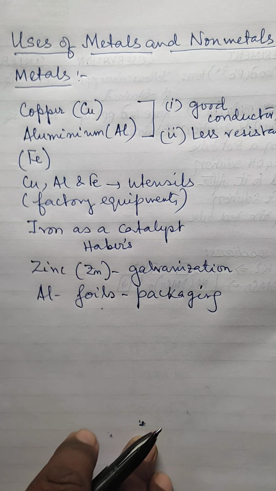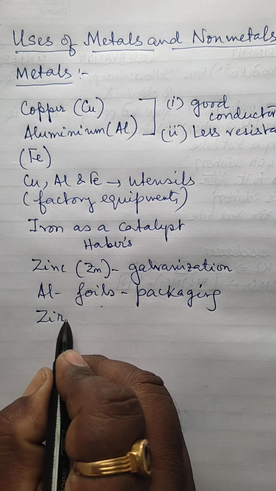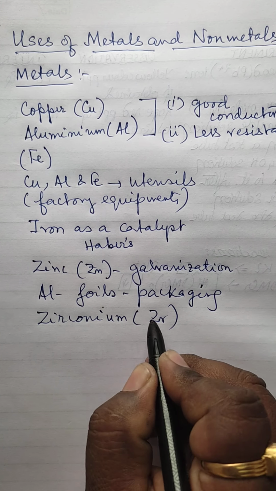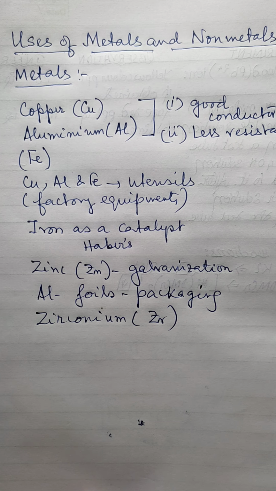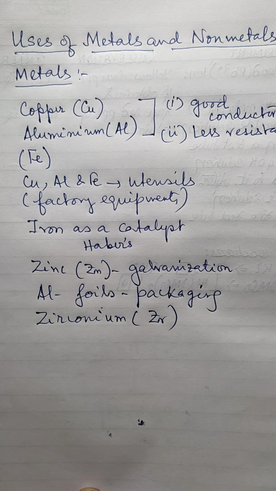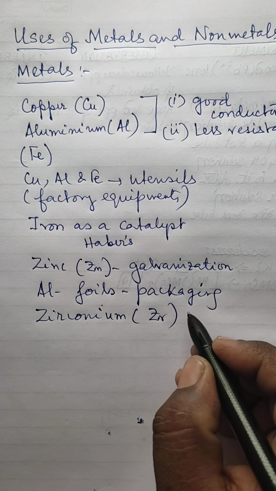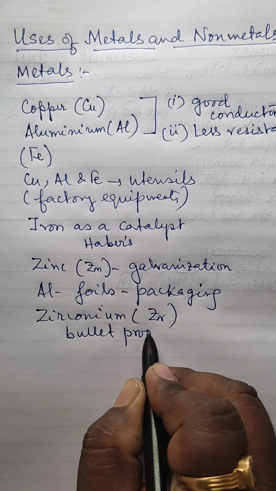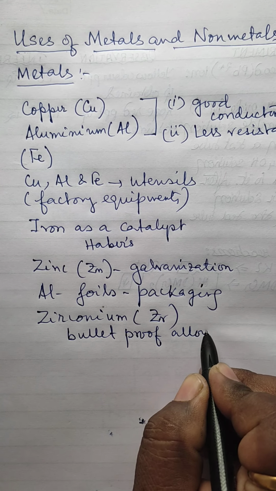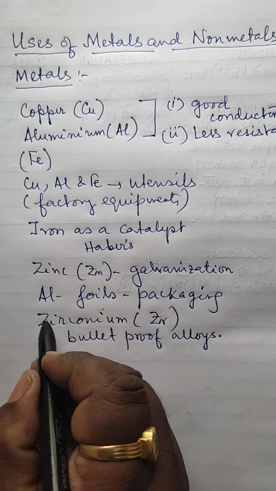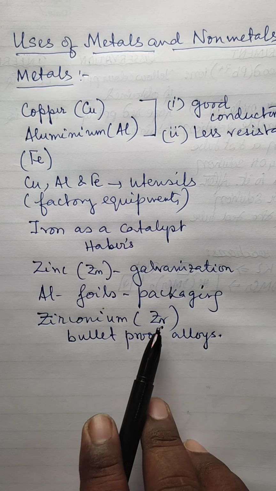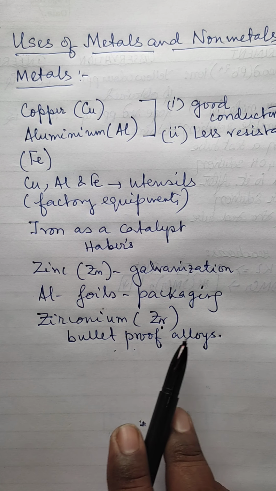Okay. Next we have another metal, zirconium, whose symbol is Zr. Zirconium is used for making bulletproof alloys.